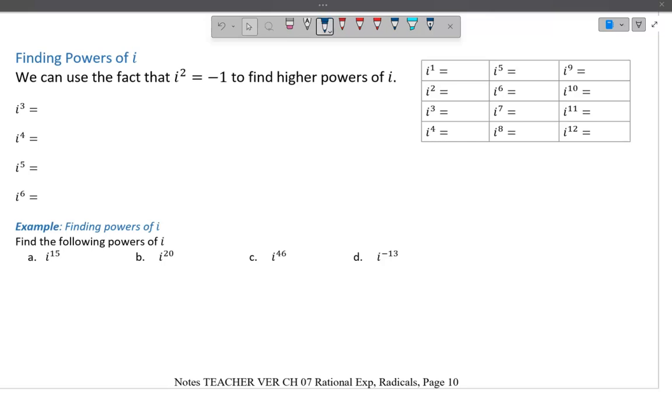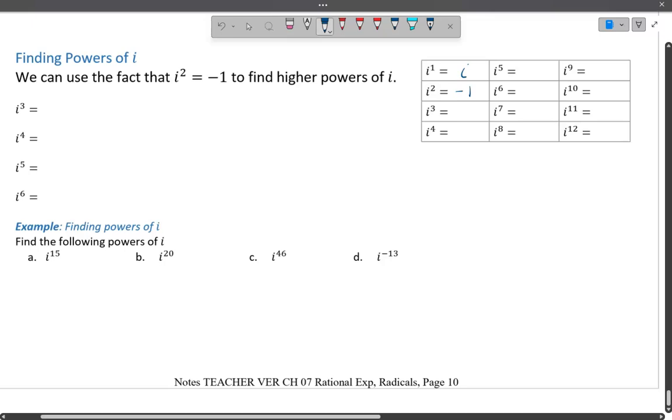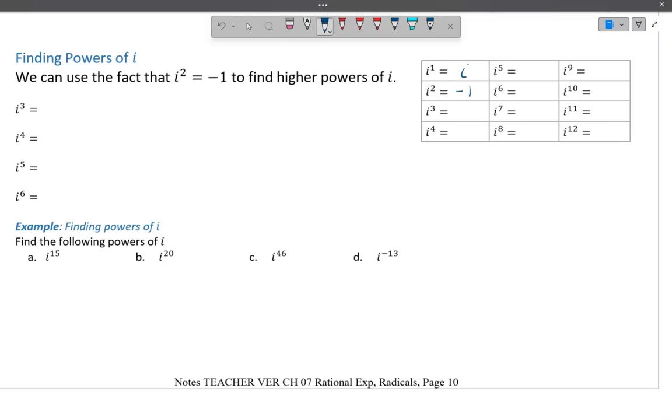Last thing for this unit is finding powers of i beyond i squared. So we have the identity of i to the first being i, or the square root of -1, which we use to identify i squared as being -1. So we have these two identities. Now let's consider that relationship between these exponents in order to find increasingly higher degrees.